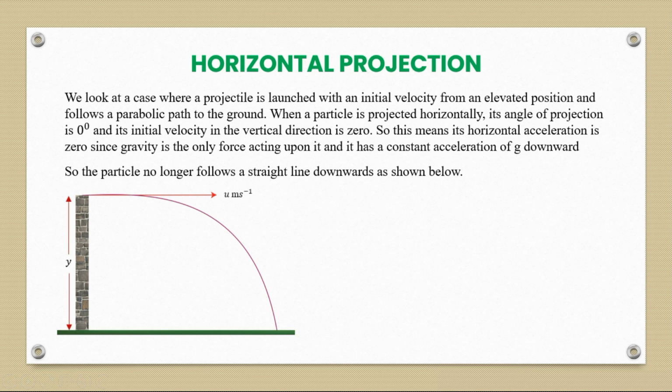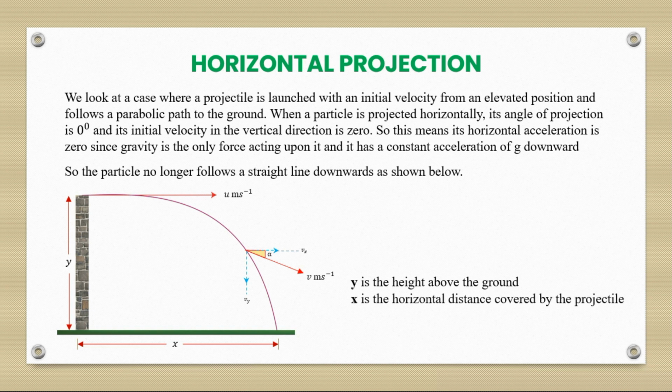Alright, so there is the U, and now we shall consider the Y. The Y is the height of the elevation, and then we have the X. X represents the horizontal displacement. V is going to be the velocity at any point, and of course alpha represents the angle of projection. So Y is the height above the ground, X is the horizontal distance covered by the projectile, U is the initial velocity, and V is the velocity at any point after projection.